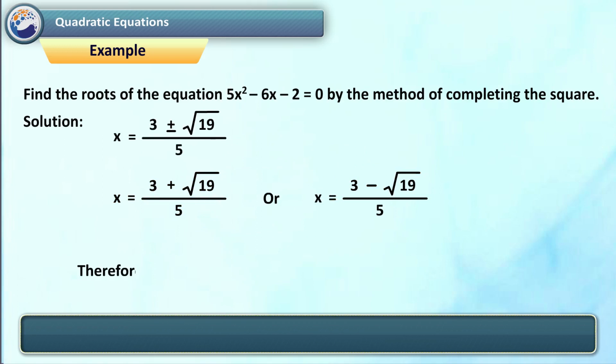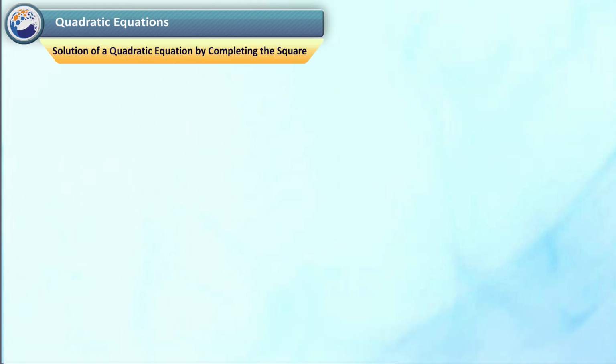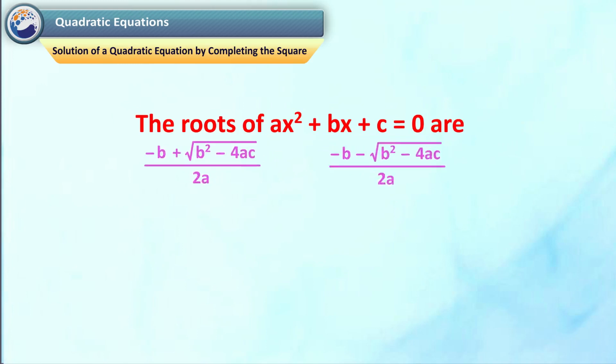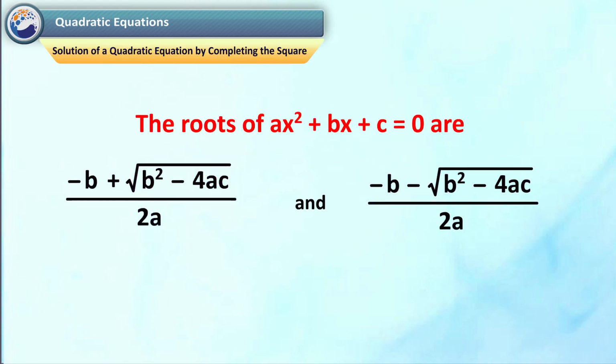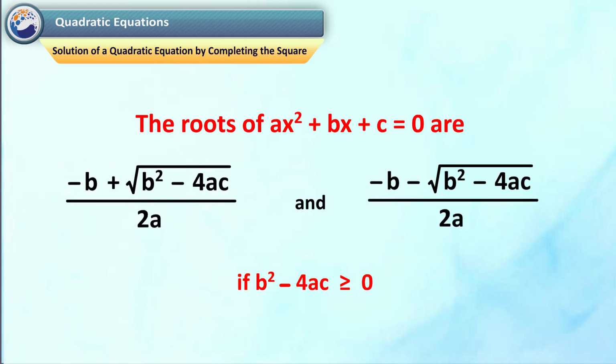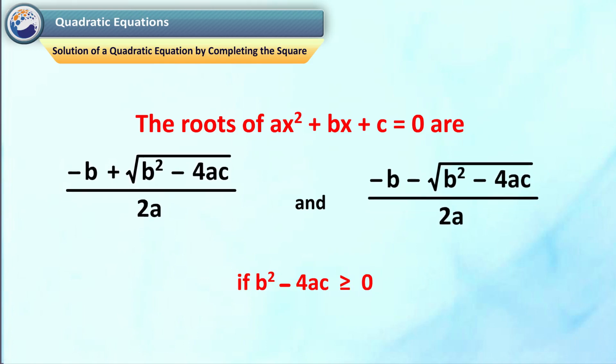Therefore, the roots are 3 plus root 19 upon 5 and 3 minus root 19 upon 5. The roots of ax squared plus bx plus c is equal to 0 are minus b plus root of b squared minus 4ac upon 2a and minus b minus root of b squared minus 4ac upon 2a, if b squared minus 4ac is greater than or equal to 0.